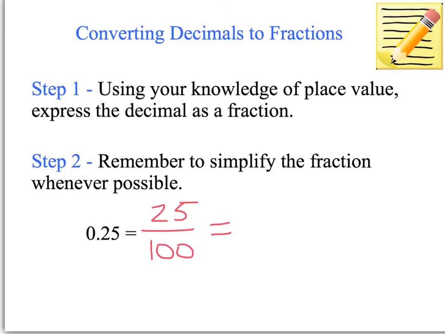Alright, so 25 over 100, as we know, is actually 1/4. So we can divide 25 into 100. We can divide 25 into 100 4 times. So 100 divided by 25 is 4. And 25 divided by 25 is 1. So we can change this to 1/4, and that simplifies it.